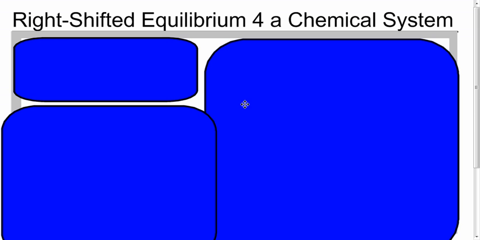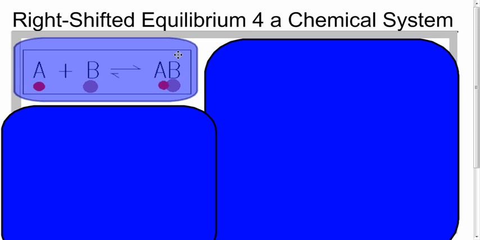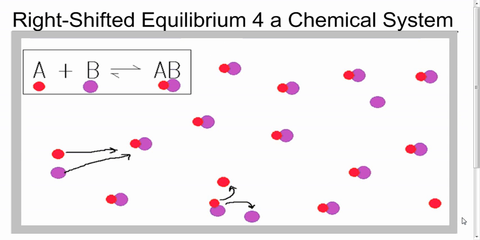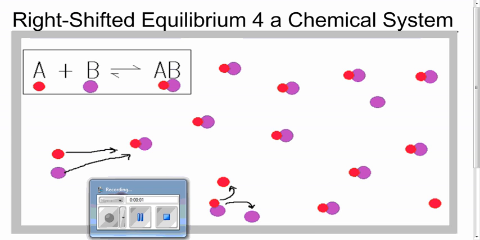Now, the opposite: I'm going to have a lot more pairs in my system, and that's what it's going to look like. And that's how you would draw and explain examples of equilibrium when it's undergoing shift.